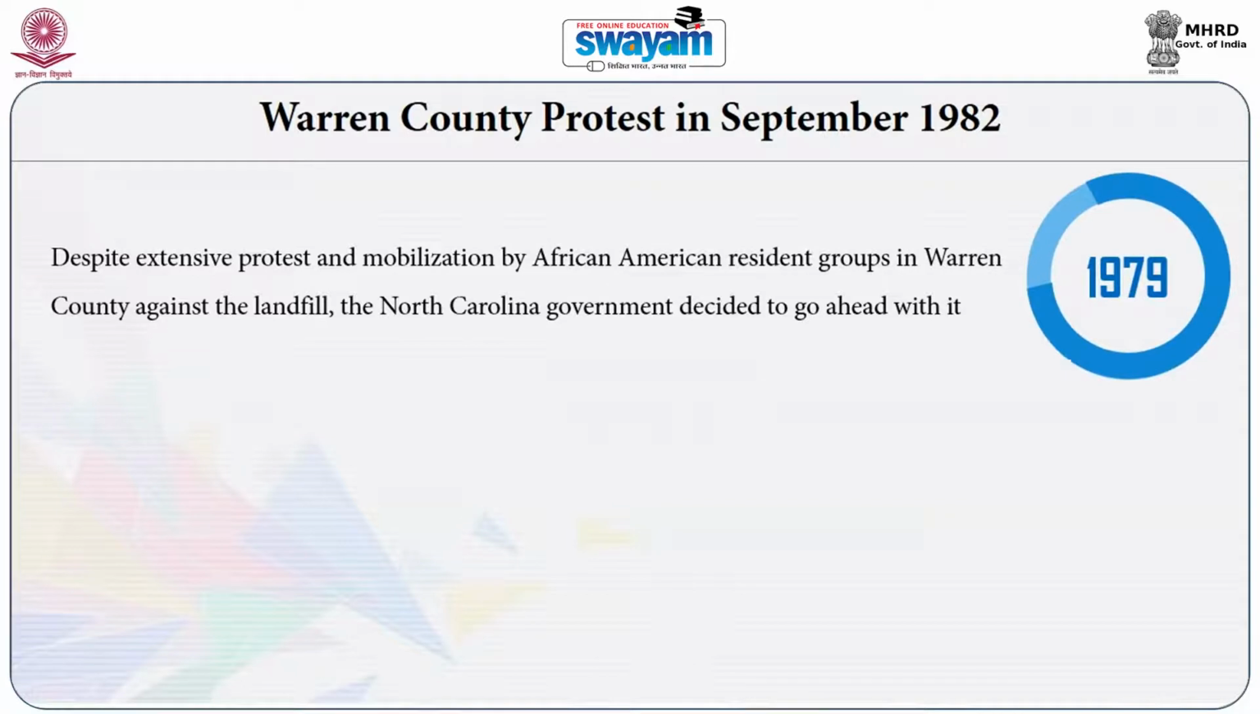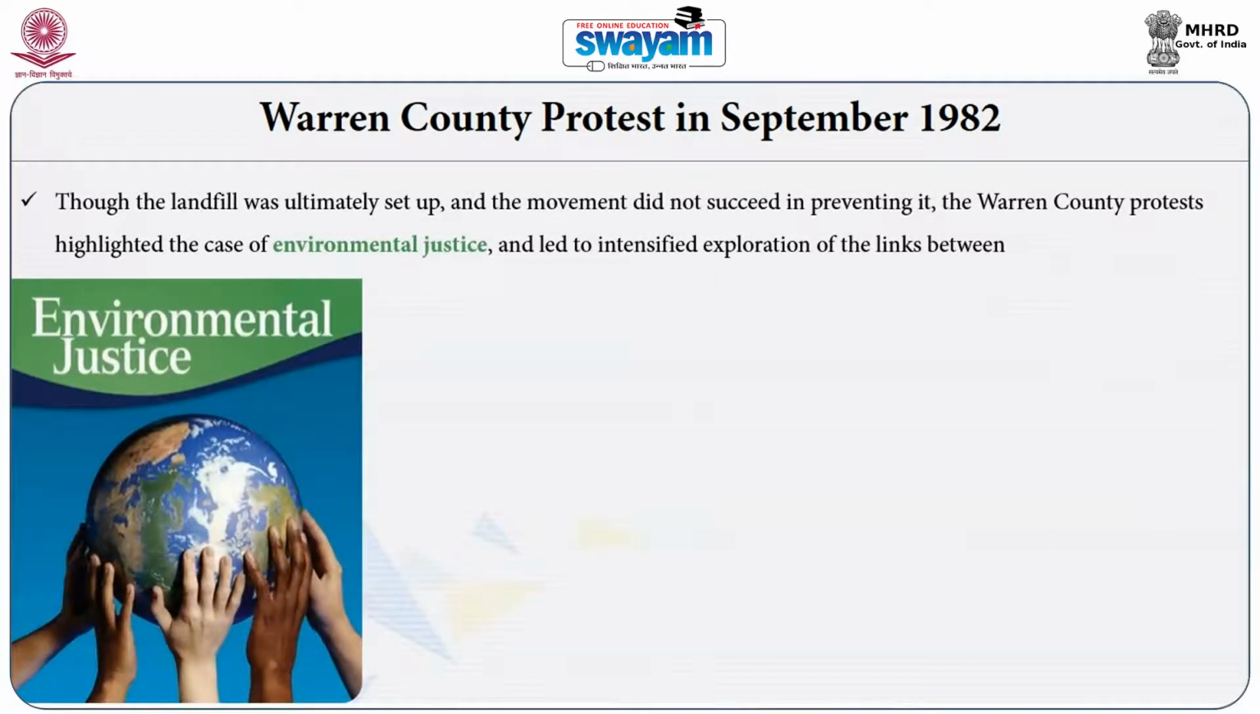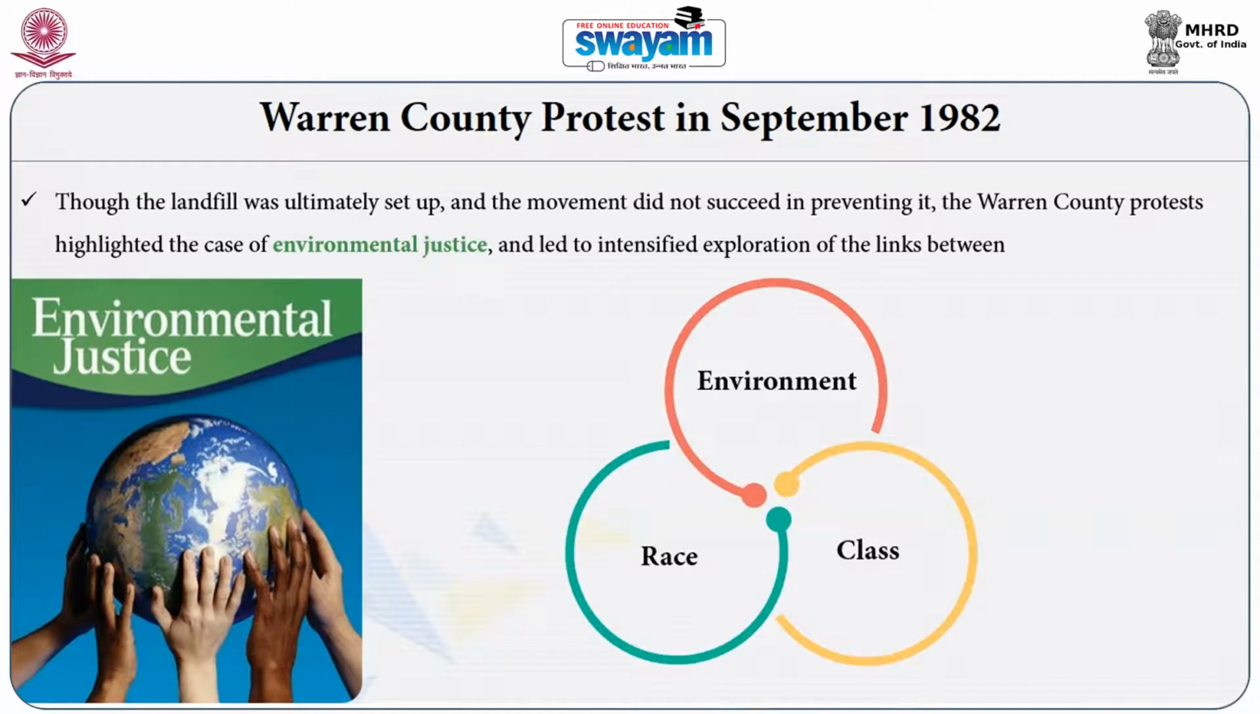Despite extensive protest and mobilization by African American resident groups in Warren County against the landfill, the North Carolina government decided to go ahead with it in 1979. In September 1982, when the trucks carrying the contaminated soil reached the county, hundreds of residents and activists lay down in the path of the trucks. Though the landfill was ultimately set up and the movement did not succeed in preventing it, the Warren County protests highlighted the case of environmental justice and led to intensified exploration of the links between environment, race, and class.